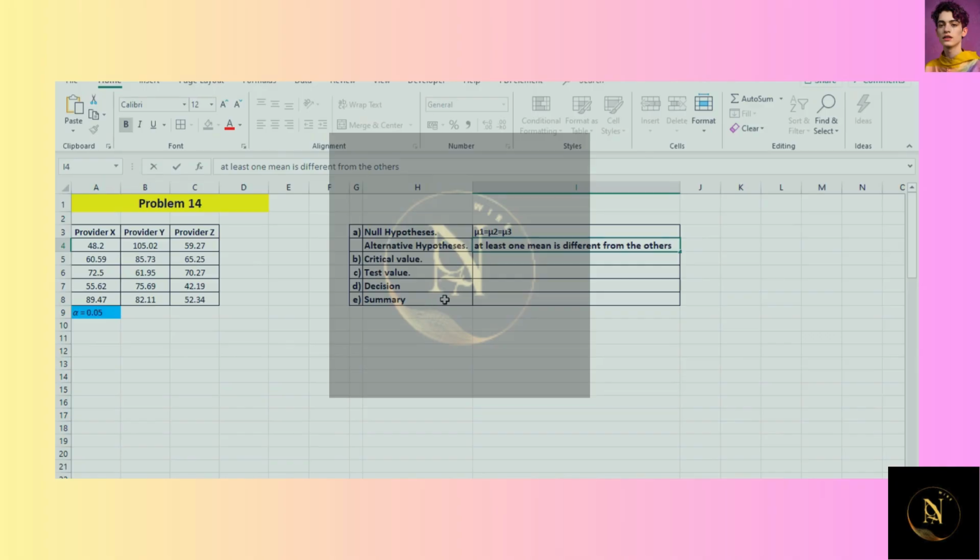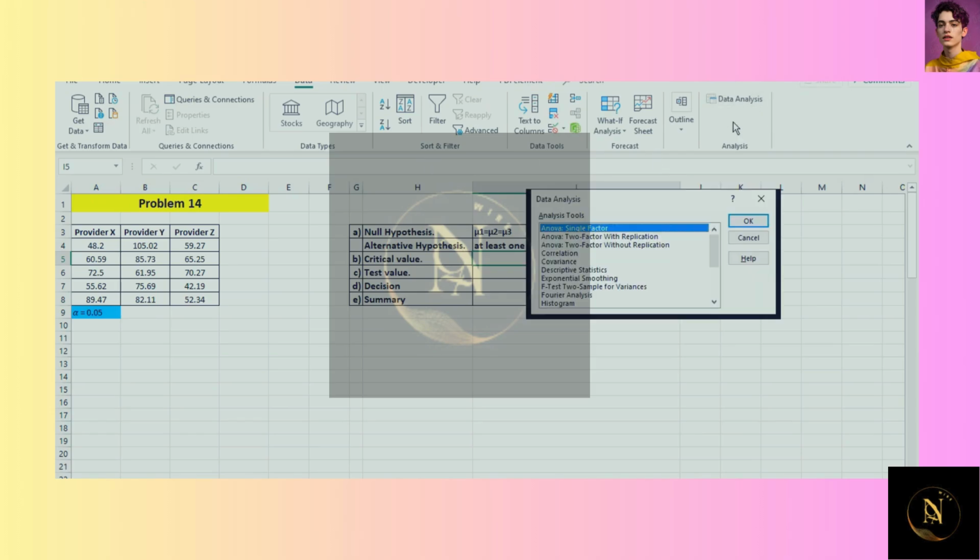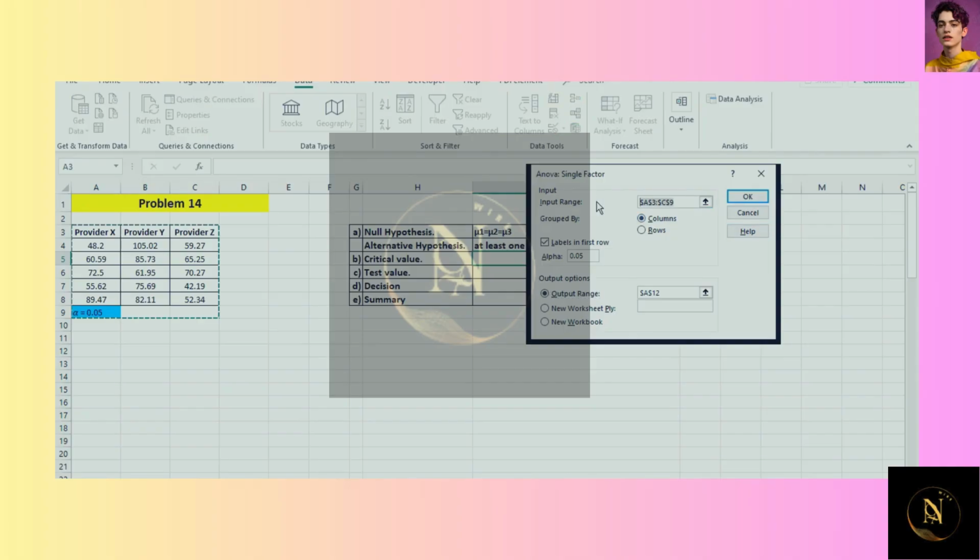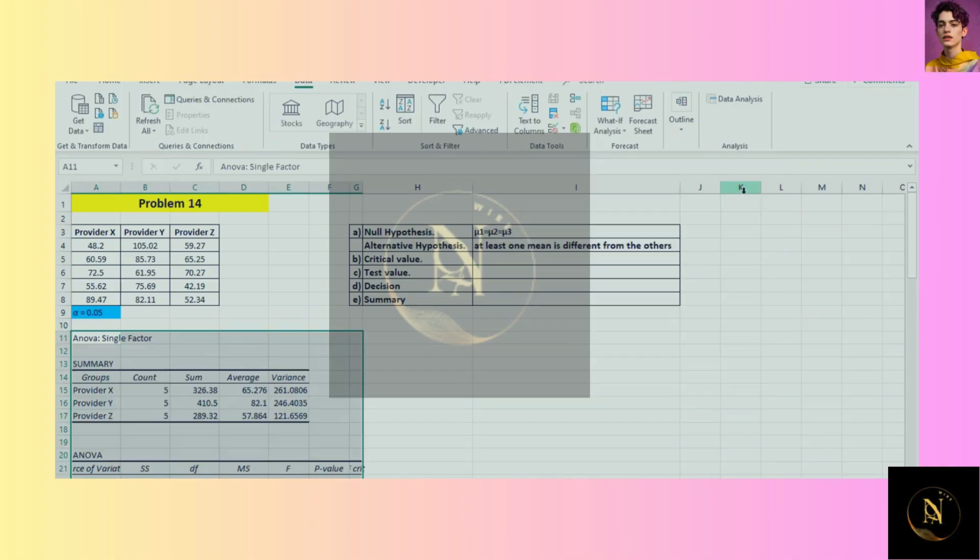Now, the critical value can be obtained from the tables, or we can find it from the analysis of variance test. So we can go to the button for the data tab, then we press on data analysis and ANOVA single factor, then we press OK. Okay, so we need to select our data from these three columns and make sure that the label is in the first row and alpha is 0.05. For the results, we can place it right next to our table, then we press OK.